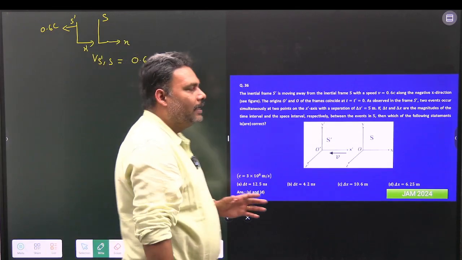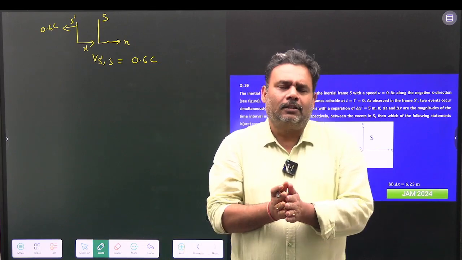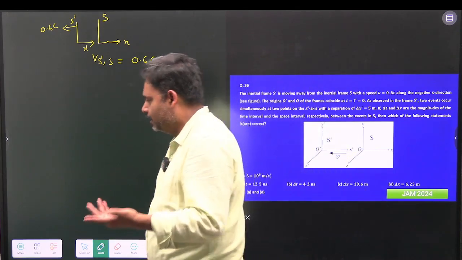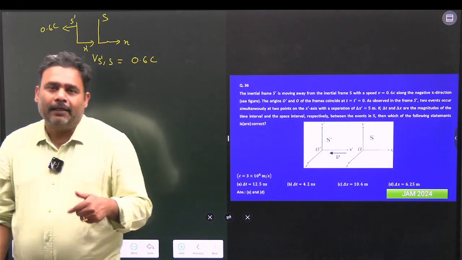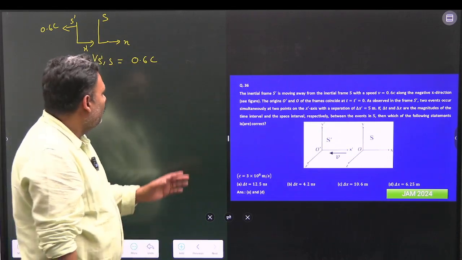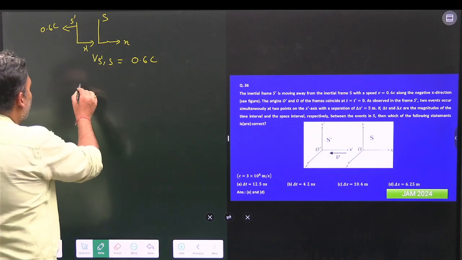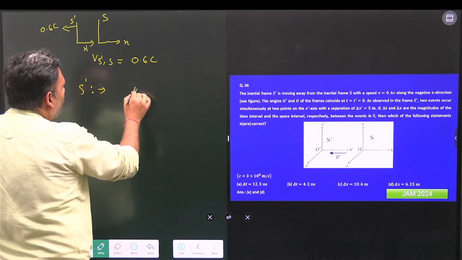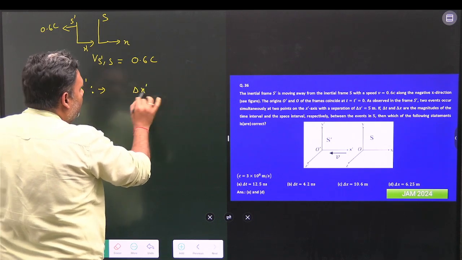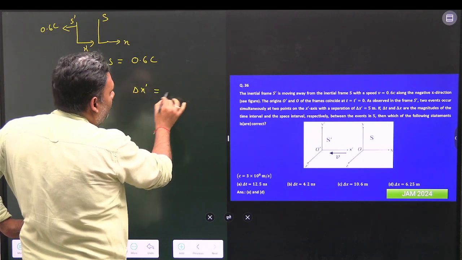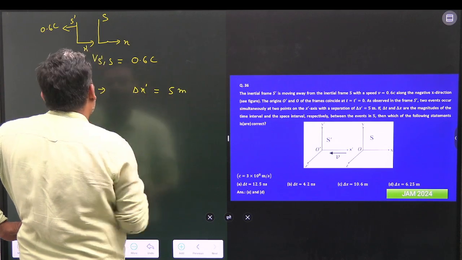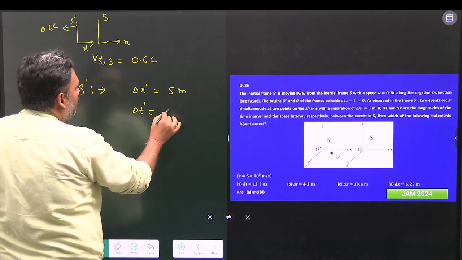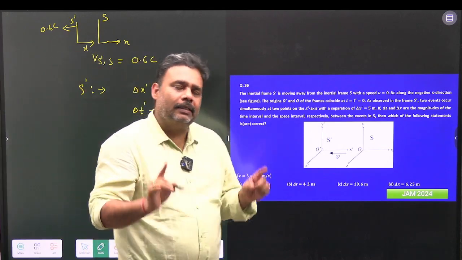It is also given that at t equal to 0, the origins coincide. That is the basic hypothesis of this particular inertial frame. With respect to the S dash frame, the two events happen at a distance, and this value is equal to 5 meter. And with respect to S dash, the time interval is 0 because both events are simultaneous in nature.